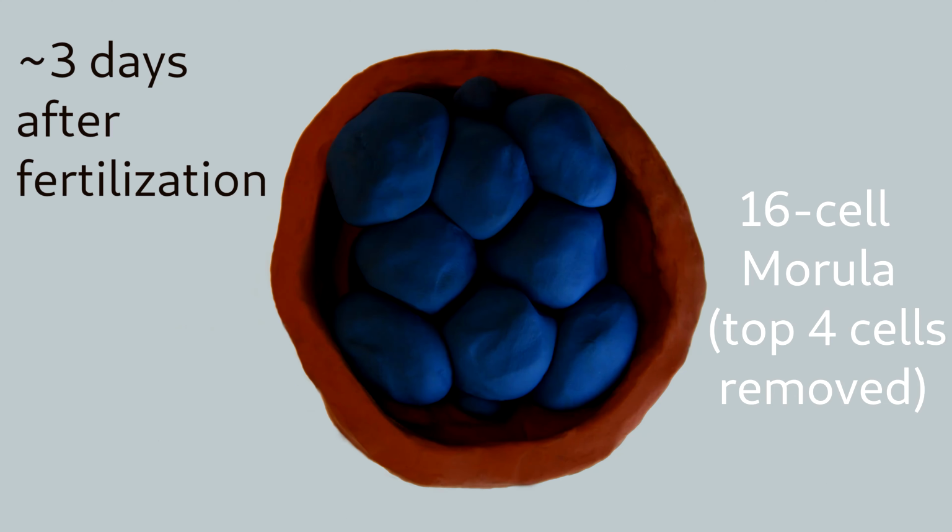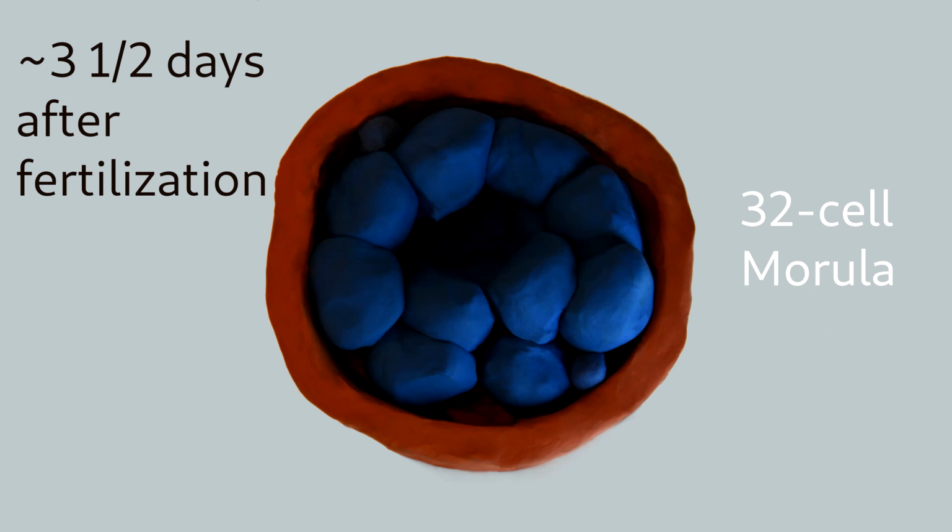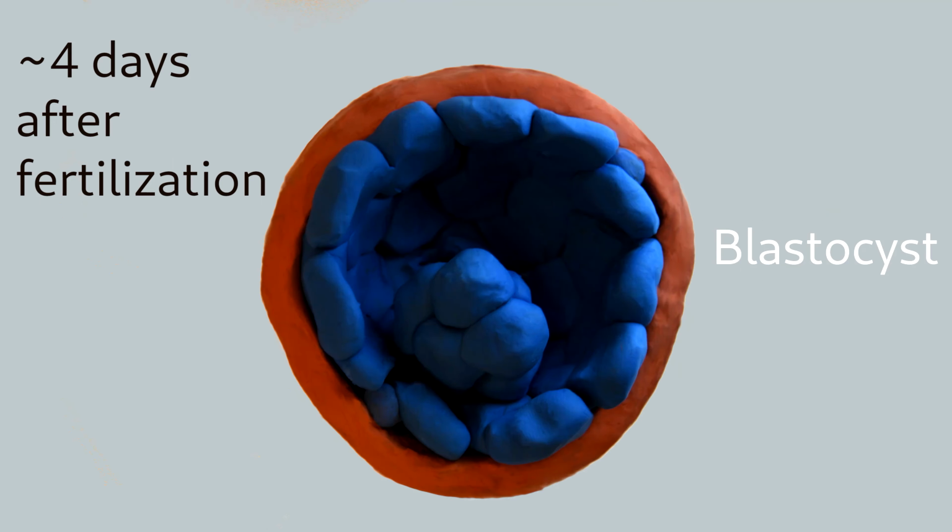Up until this point, the expression of the OCT4 gene has led to the production of the OCT4 protein, which is believed to play a regulatory role in keeping the cells in their undifferentiated states. The top 4 cells of the morula have been removed from the model, so the inner cells from this stage forward will be visible. At around 3.5 days after fertilization, the morula becomes a 32-cell morula. At around 4 days after fertilization, the morula becomes a blastocyst.